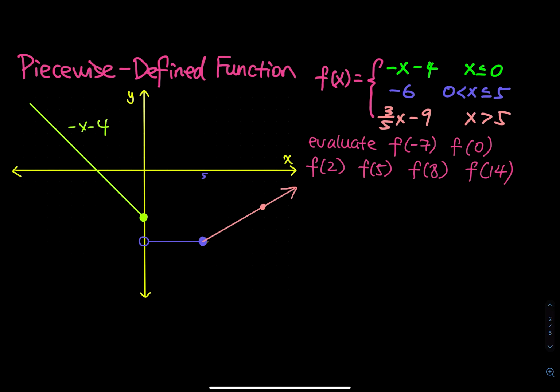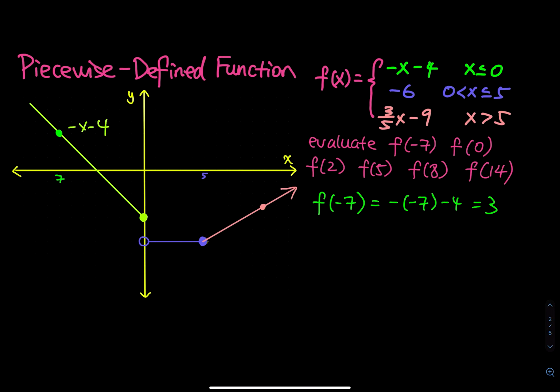Now let's do some evaluation. Okay, so the first one is f of negative 7. When x is equal to negative 7, which piece should I use? First, second, or third? Negative 7 is less than or equal to 0, so we use the first piece. So f of negative 7 is equal to negative 7 minus 4, which is negative 11. So when x is equal to negative 7, y is equal to negative 11, and we have a point right over there.